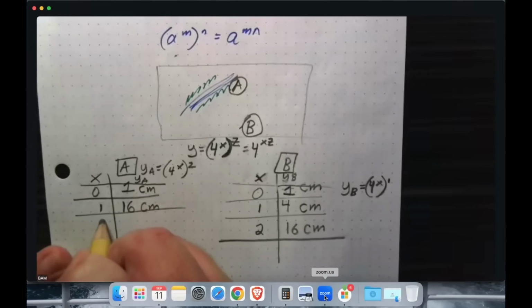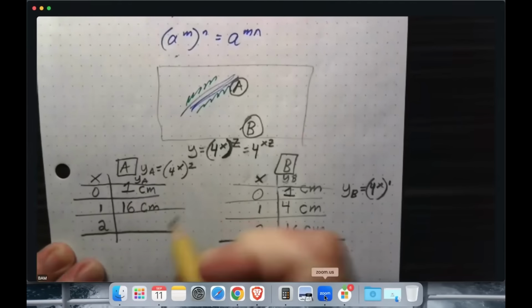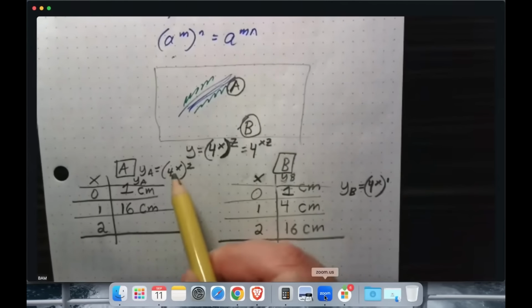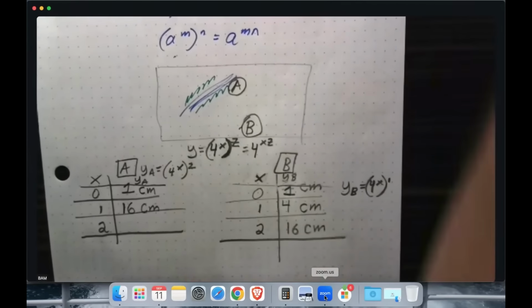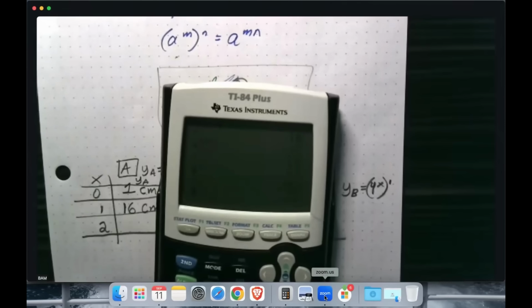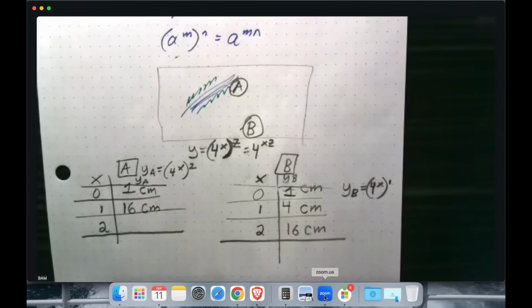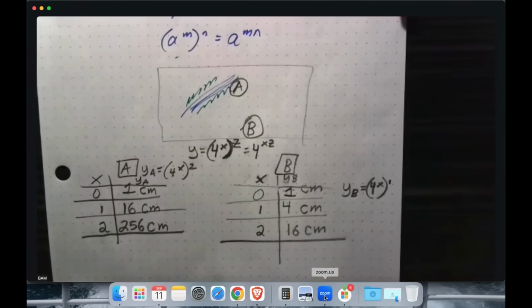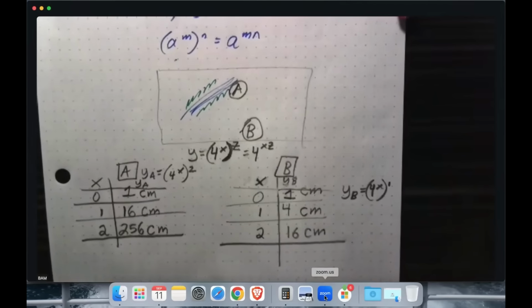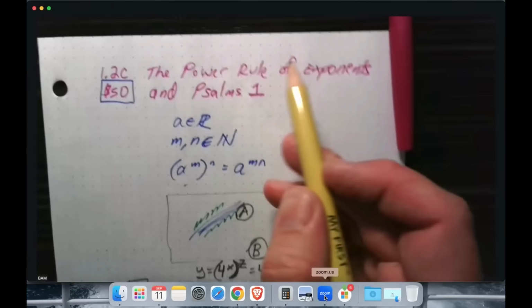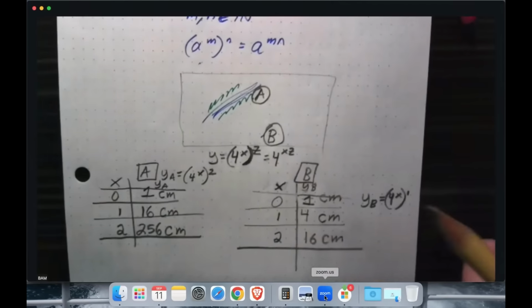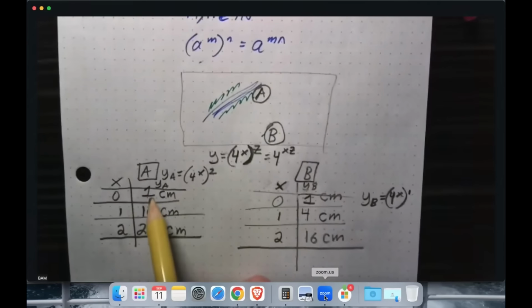But after 2 units of time, the one planted by the streams of water is way higher. So it's 4 to the power of 4, which is 256 centimeters. This is just a quick illustration of the power rule of exponents with natural number powers. And the plant by the water is growing faster.